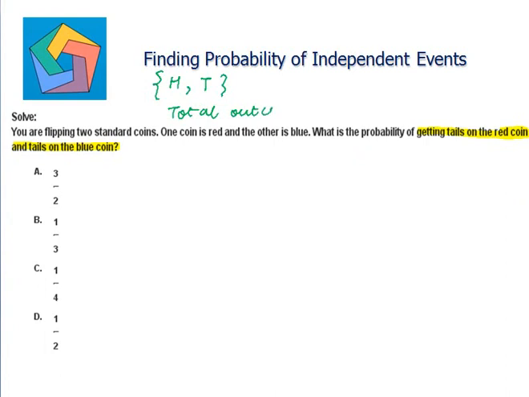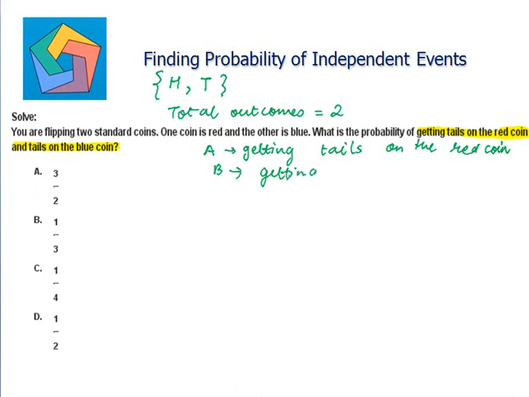Let's say event A is getting tails on the red coin, and event B is getting tails on the blue coin, and event C is getting tails on the red and on the blue coin.